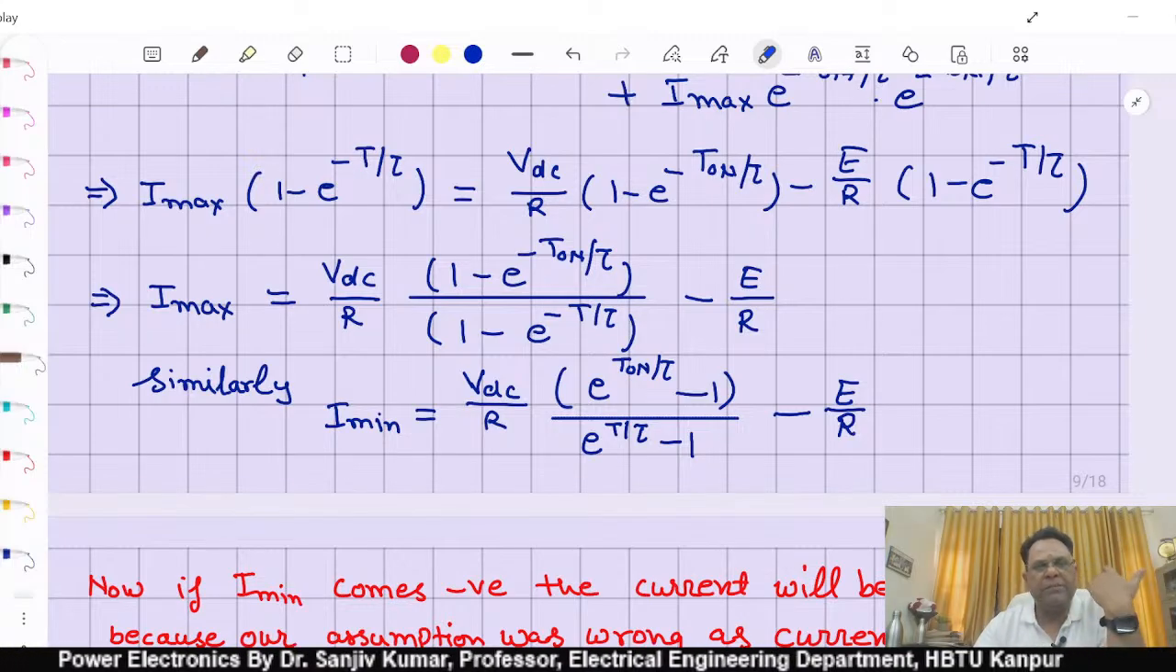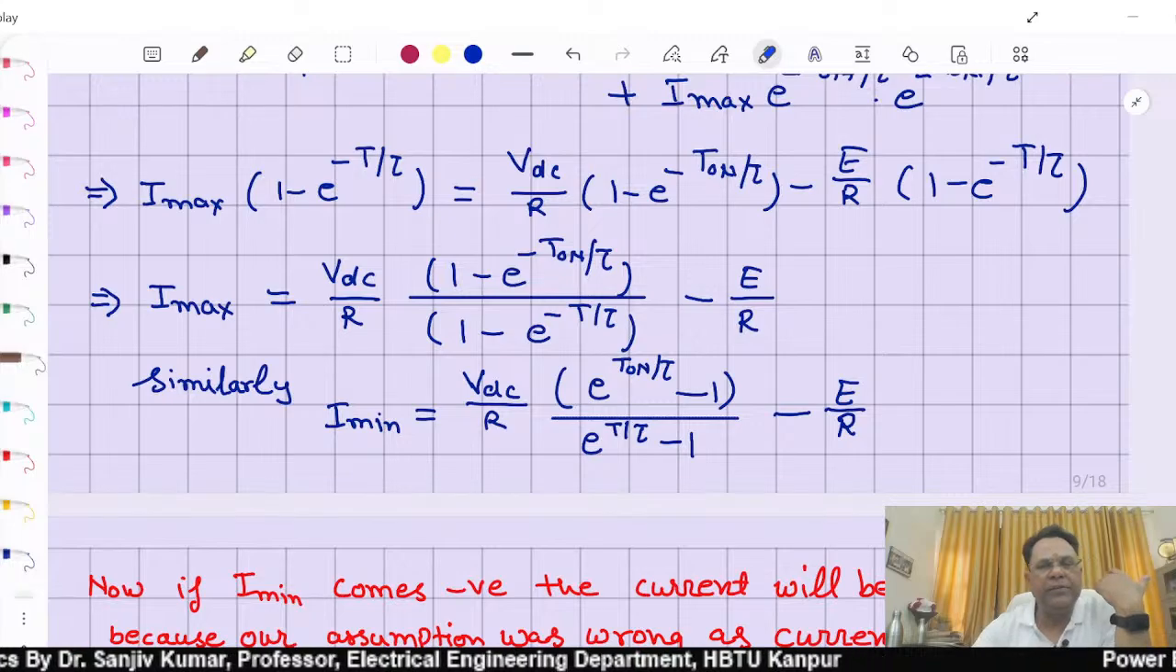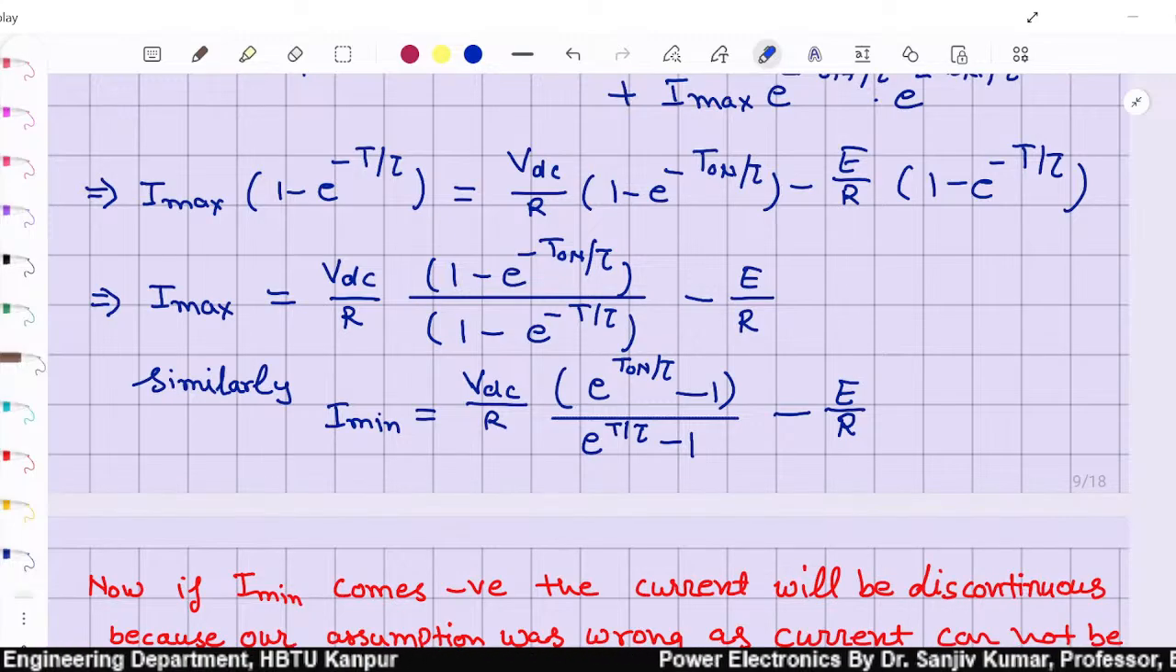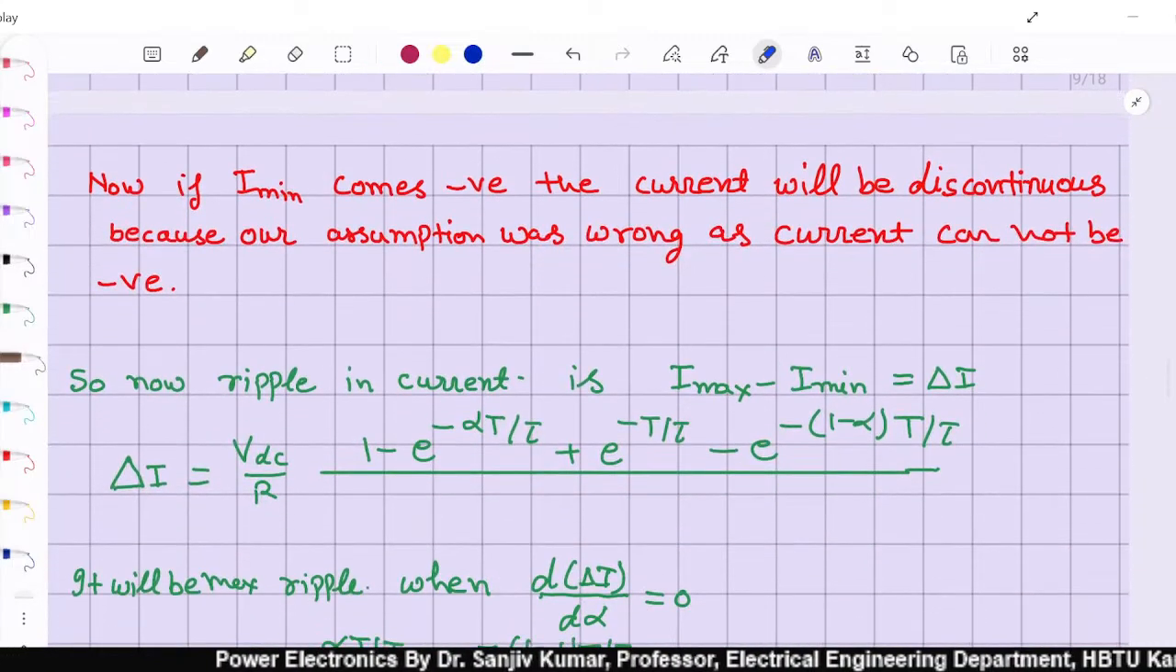Clear? Now if it comes out to be negative, that means what? It means the current is negative. It cannot be possible to have negative current. The only meaning is that the current is discontinuous.